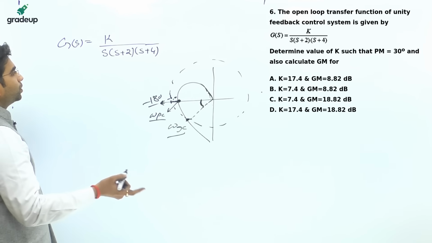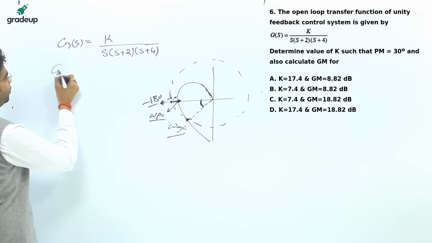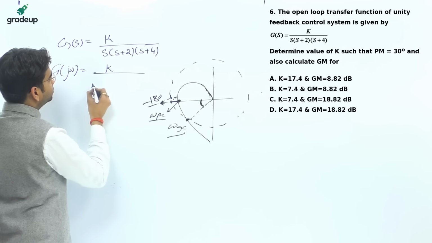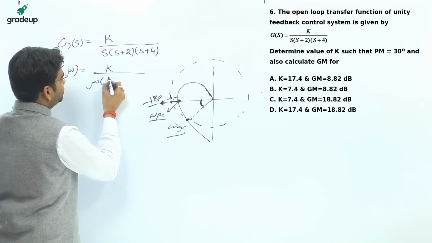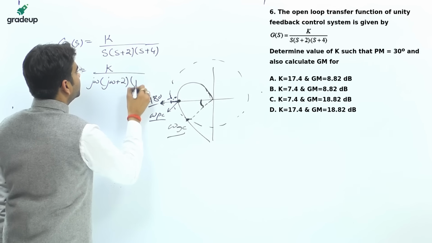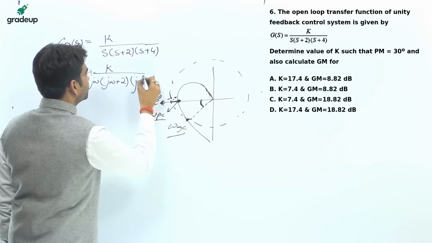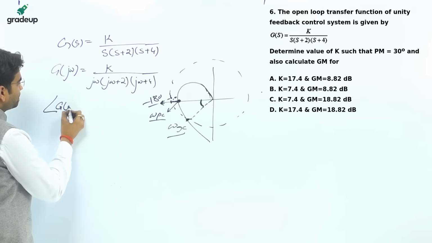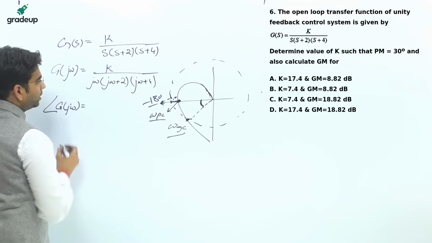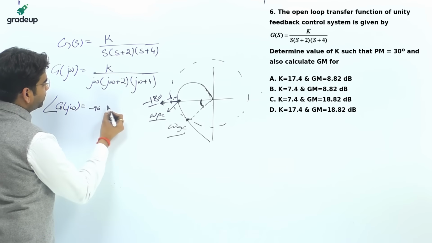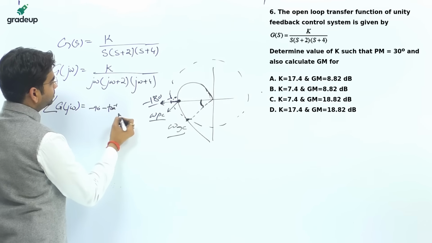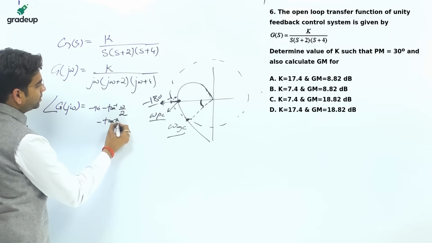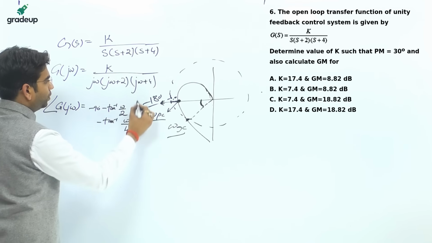Okay, so in the frequency analysis, we move as s is equal to j omega. j omega plus 2, j omega plus 4. So calculating the phase of this, the phase will be minus 90 degree minus tan inverse omega by 2 minus tan inverse omega by 4.